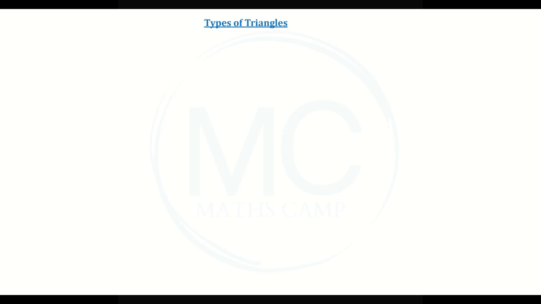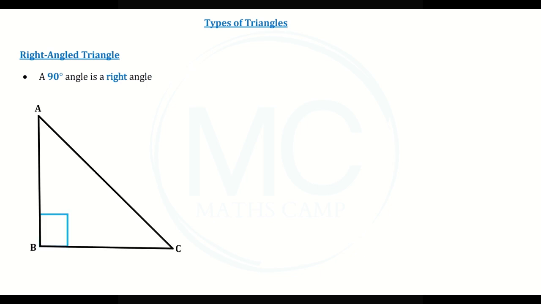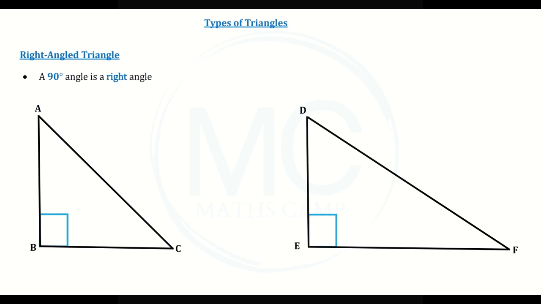So the last triangle we need to look at is the right-angled triangle. From our previous video, we know that a 90-degree angle is also known as a right angle. So this is a right angle triangle, and this is also a right angle triangle. We call it a right angle triangle because it has one interior angle that is 90 degrees.